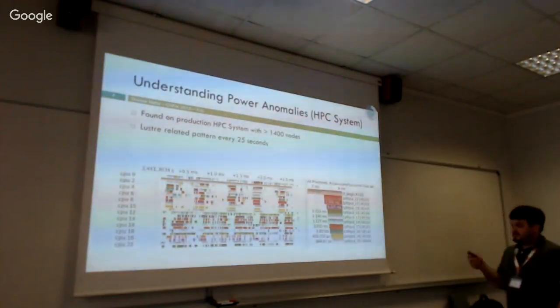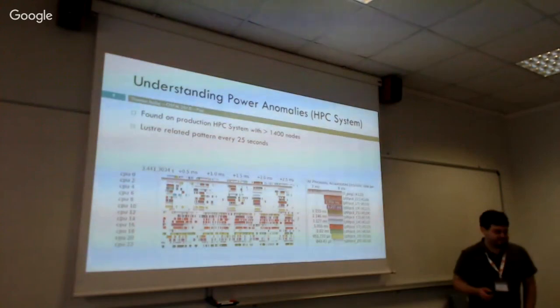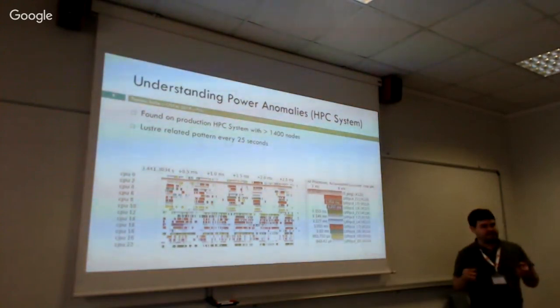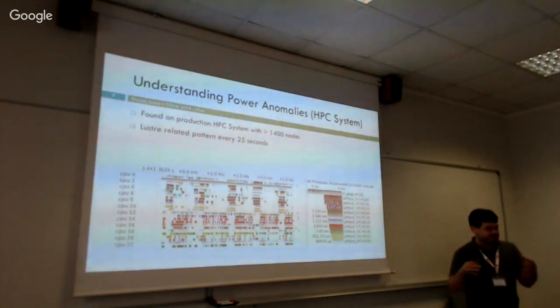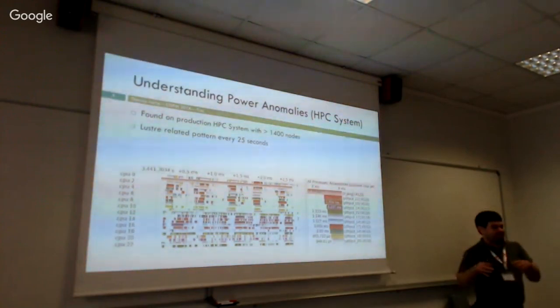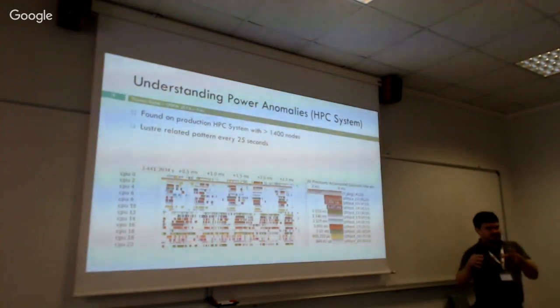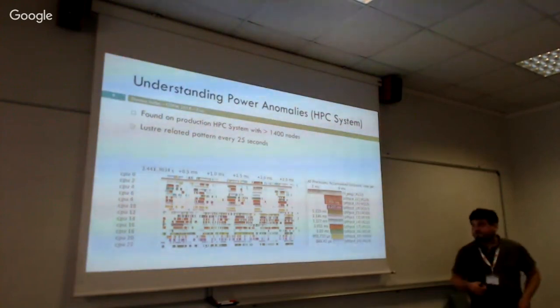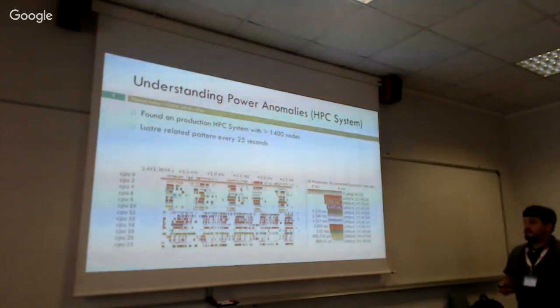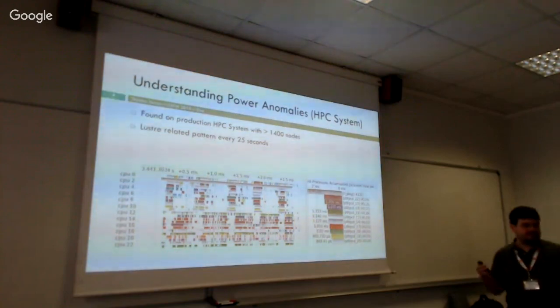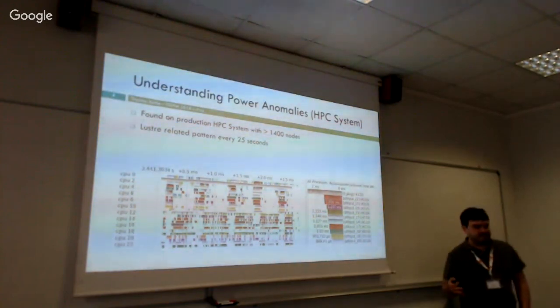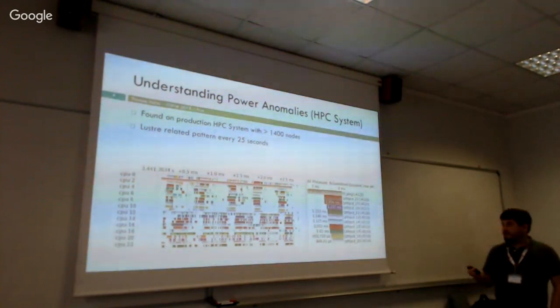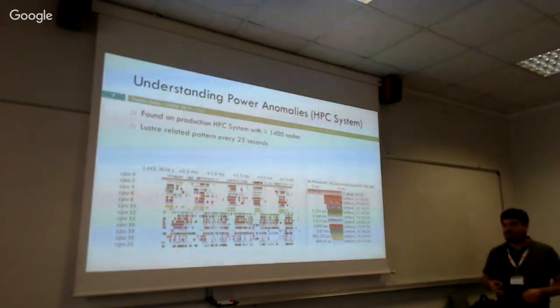Here's just another example that we found on an HPC production system. We studied this effect for a while, and once we understood how it works, we saw it everywhere. Everywhere we looked in just enough detail, we saw this effect. This is the Lustre file system, which is used on many HPC systems. It has a background task always running in the kernel drivers to ping the server, I suppose.